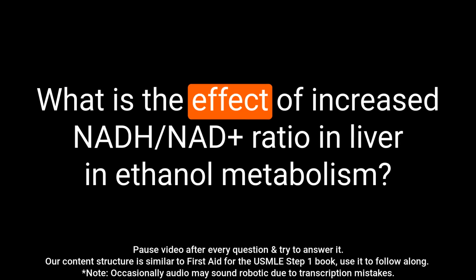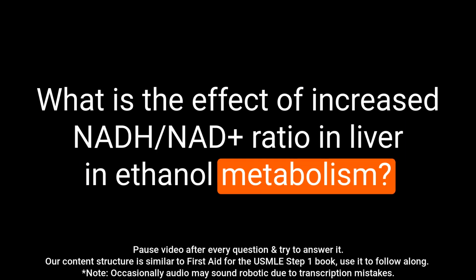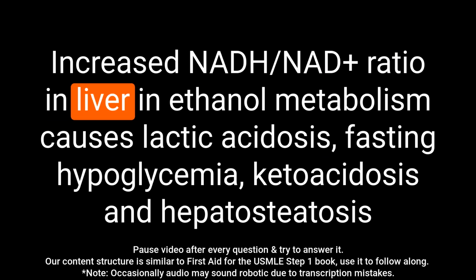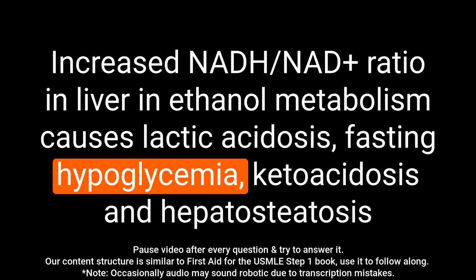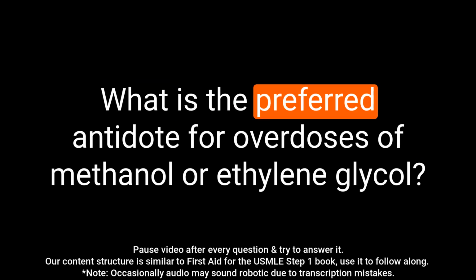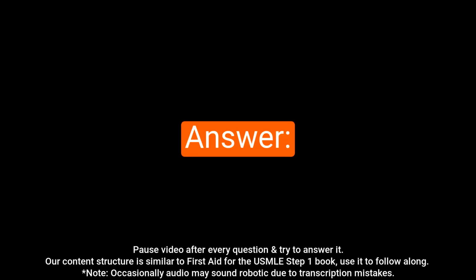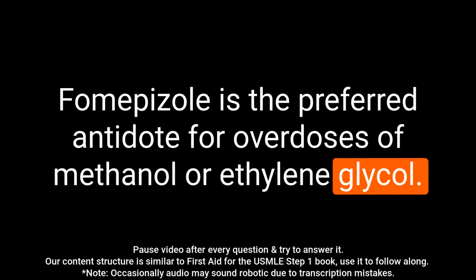Question: What is the effect of increased NADH and a D plus ratio in liver and ethanol metabolism? Answer: Increased NADH and a D plus ratio in liver and ethanol metabolism causes lactic acidosis, fasting hypoglycemia, ketoacidosis, and hepatosteatosis. Question: What is the preferred antidote for overdoses of methanol or ethylene glycol? Answer: Fomepizole is the preferred antidote for overdoses of methanol or ethylene glycol.